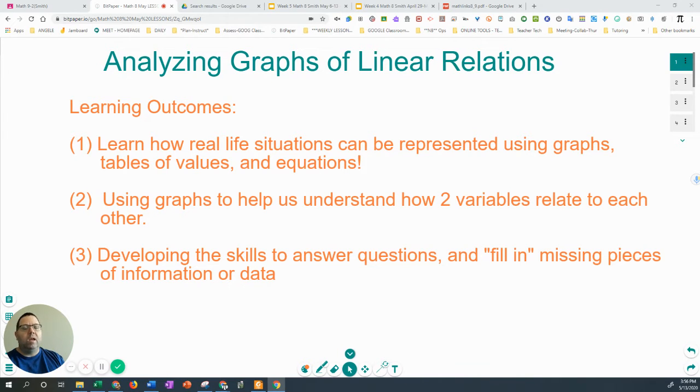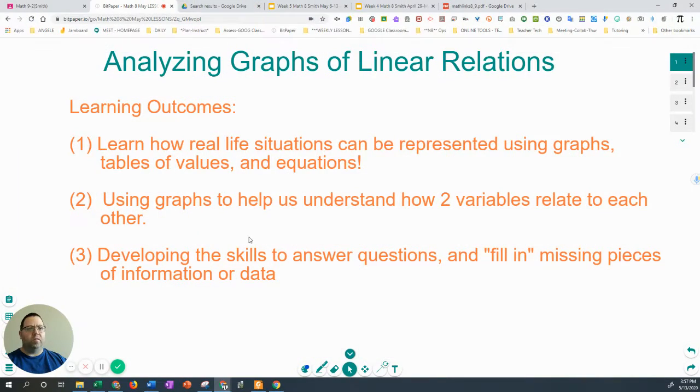And then number 3, developing the skills to answer questions and fill in missing pieces of information or data. So in other words, this is what we would assess you on, right? Given the graph, can you tell us about what's happening at this point here, okay? So I'm just going to pause the video for a sec because I want to set up a couple of examples, and I'll be right back, okay?